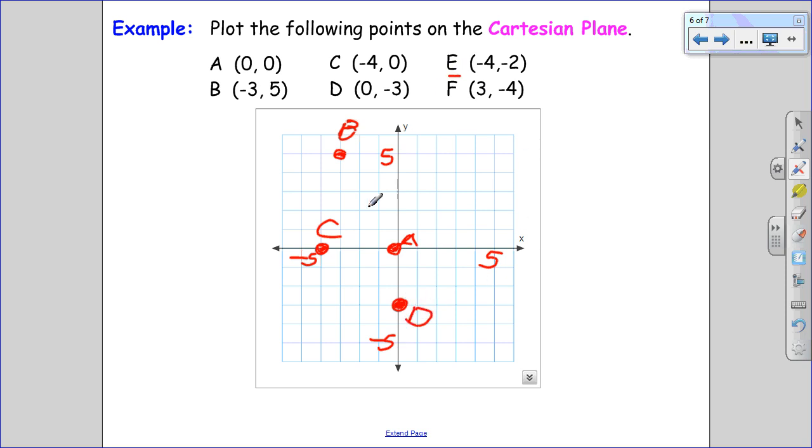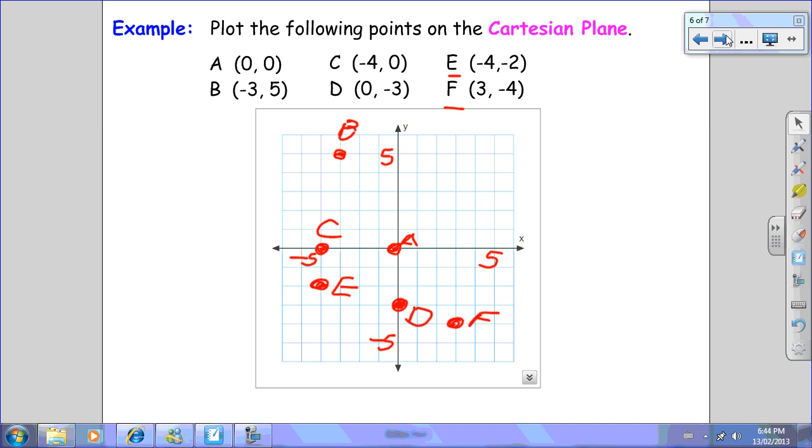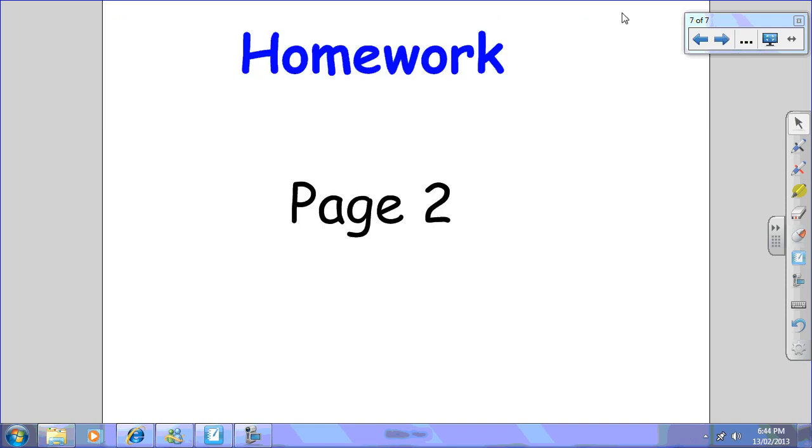For the point E, the x-coordinate is negative 4. It tells me start at the origin, move left 4, and then the y-coordinate is negative 2, so it tells me to move down 2 from there. Finally, point F. Start at the origin, the x-coordinate is positive 3, so it's telling me to move 3 to the right, but the y-coordinate is negative 4, so I'm going 4 down. And that's all there is to plotting points. So there's lots of practice for you to do in your workbook on page 2.